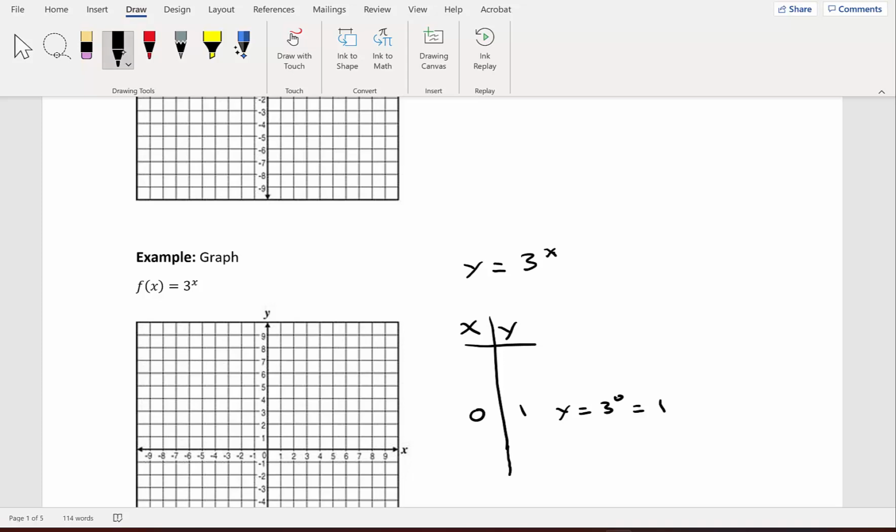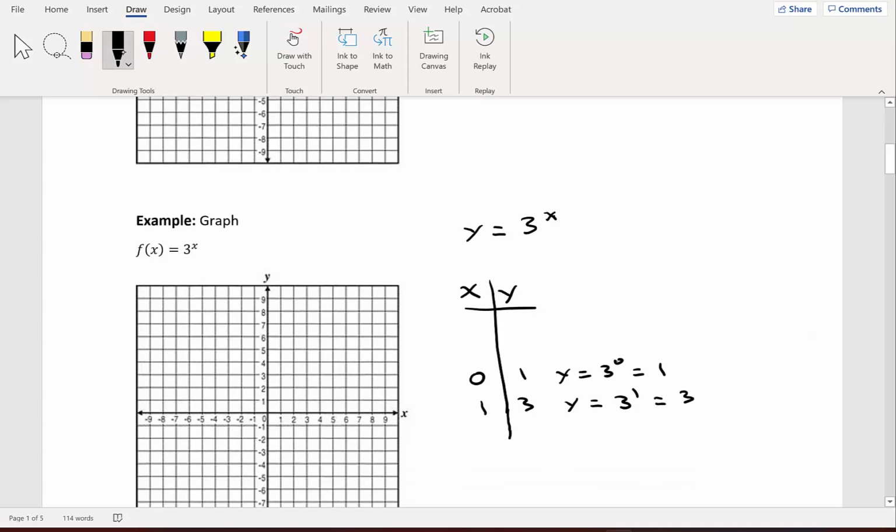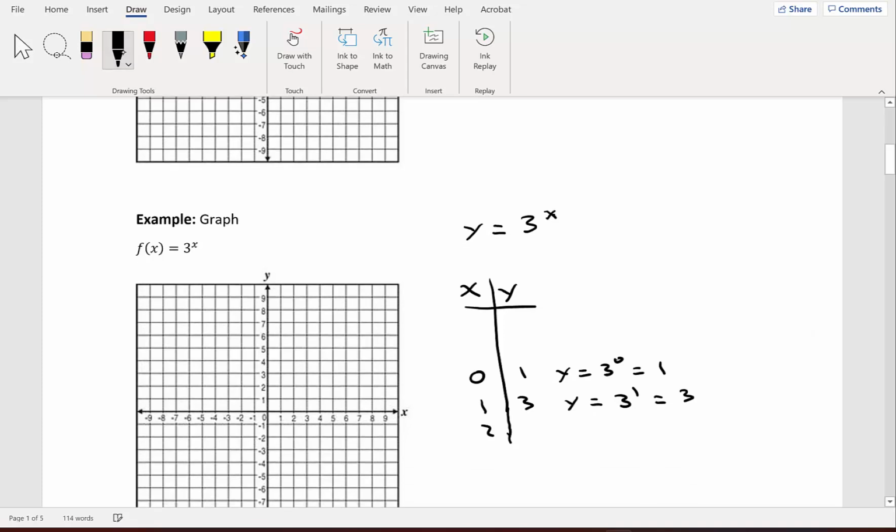Now let's go ahead and find 4 more points. Let's see what happens when I let x be equal to 1. So I'd have y is equal to 3 raised to the first power. So 3 raised to the first power is equal to 3. So now I have another point. Let's say I pick 2. I get y is equal to 3 raised to the second power, which gives me 9. So now I have another point.